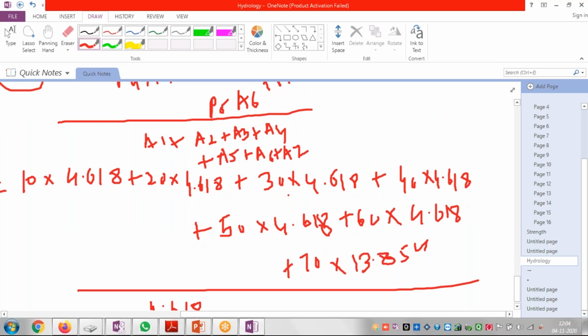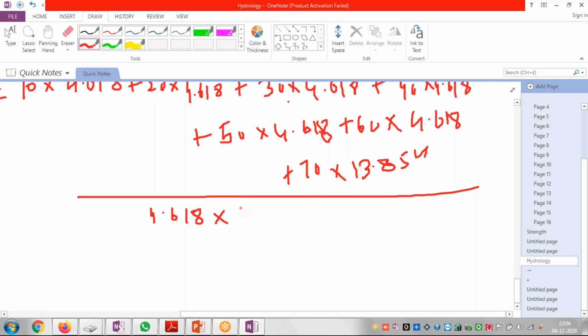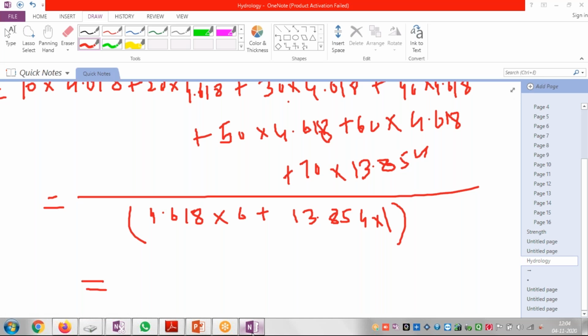A1, 2, 3, 4, 5, 6 times, right? Because there are a total of 7 areas. So I am multiplying directly by 6, plus 13.854 into this, which is only one area, into 1. Now when you calculate, you will get the P average. Is it okay? All of you, is it okay? How is it coming? This concept is clear?